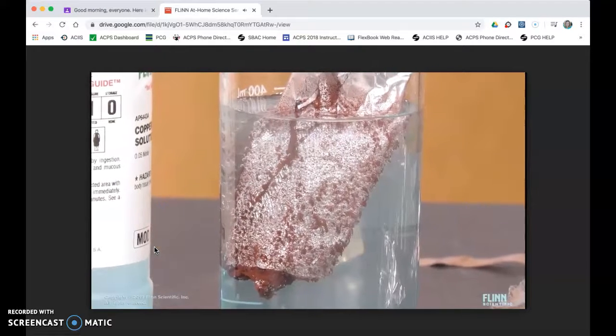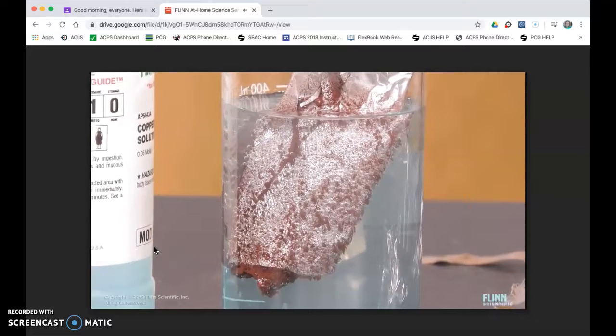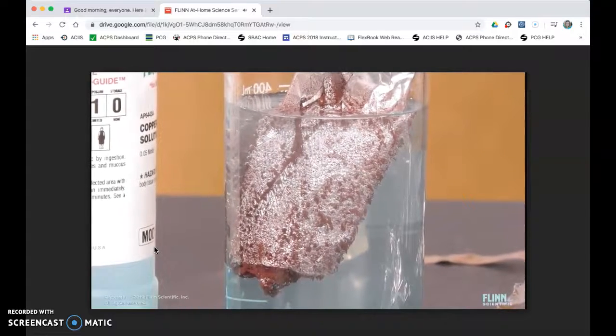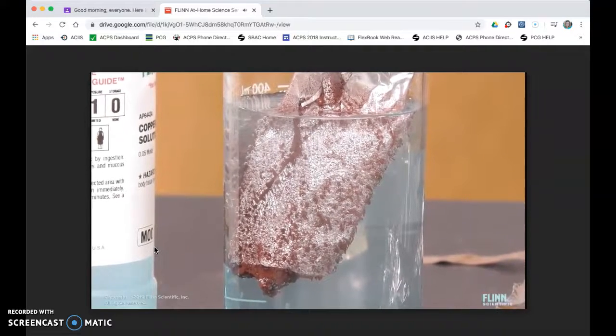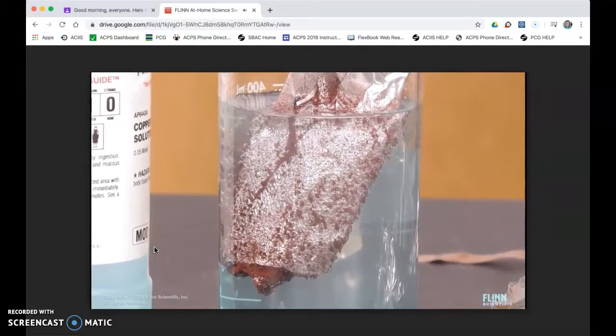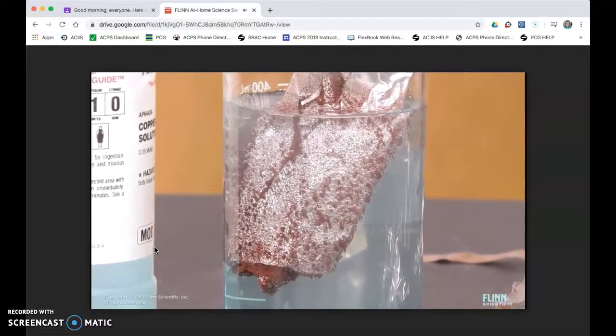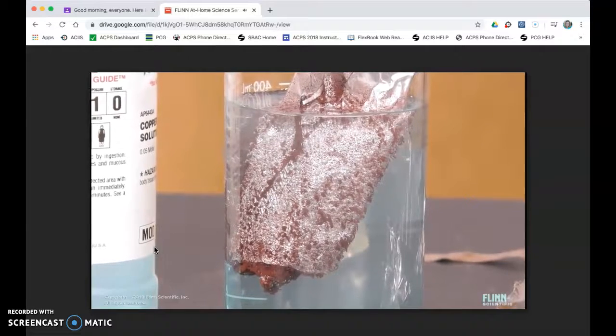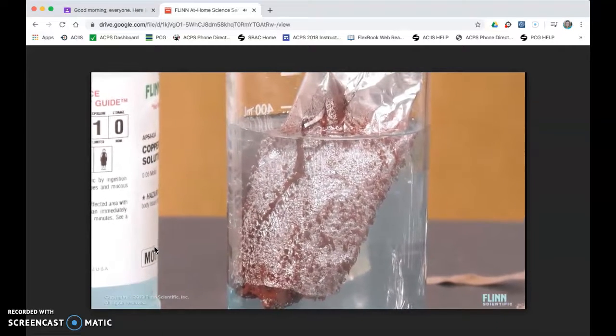Now, at this point, this has been sitting here for a couple minutes, and you can see towards the bottom of the beaker, you see evidence of a chemical reaction. You see some reddish solid. And if you look at the edges of the foil, you can see it start to peel away. So when we put aluminum foil in copper chloride solution, we see a reaction happen.